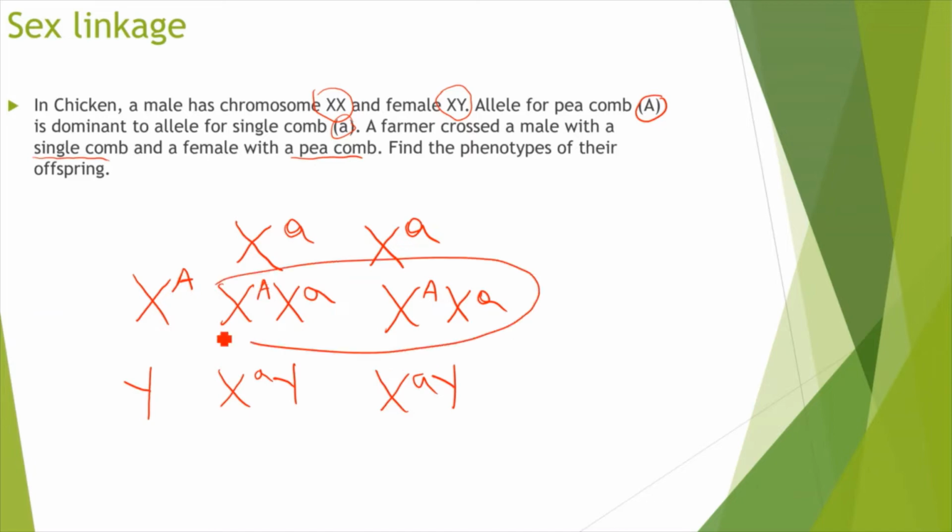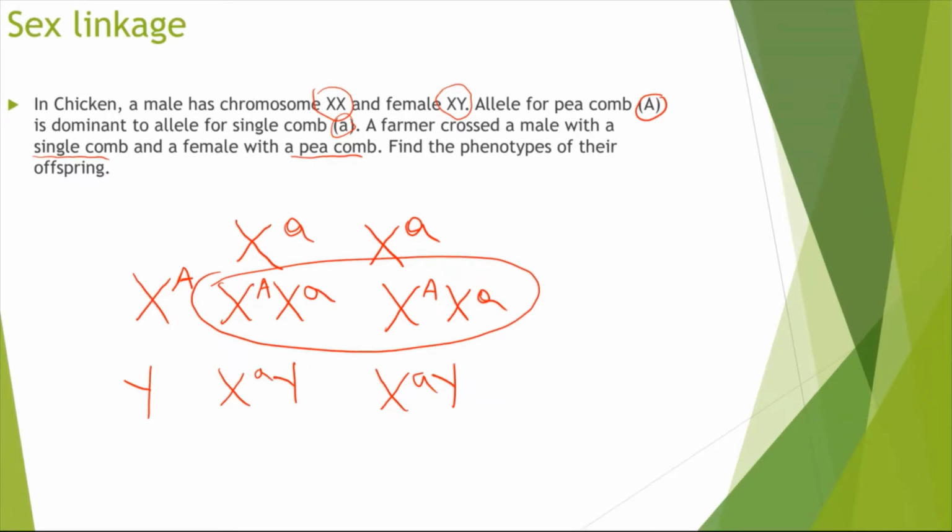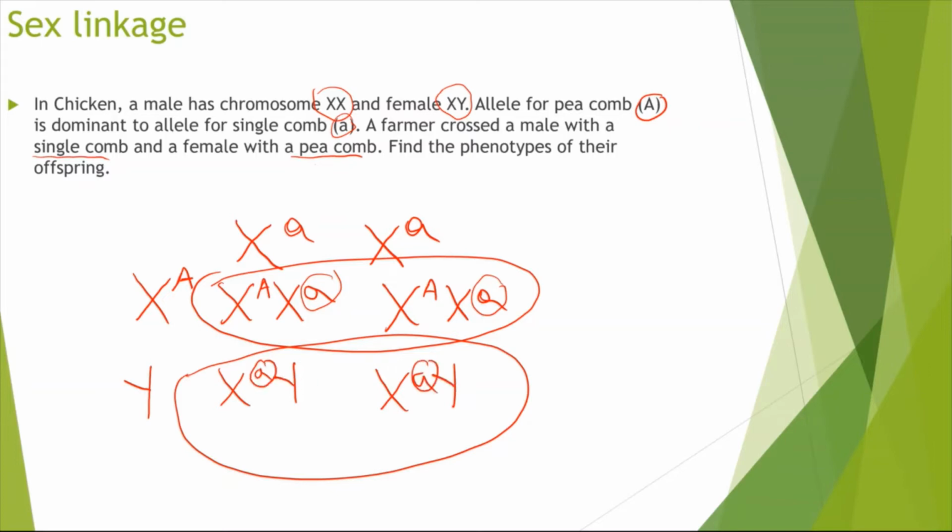So looking at the phenotypes, first the phenotypes for the males in this case. I can see that both of them have a capital A and a lowercase a. So this will mean that both of them will have a P-comb, because P-comb is dominant to a single comb, but both of them will be carriers for a single comb because we have a lowercase a in both of them. But looking at the females now, so that's the XY chromosomes for this question, I can see both of them have a lowercase a. So both of them will have a single comb for this question.